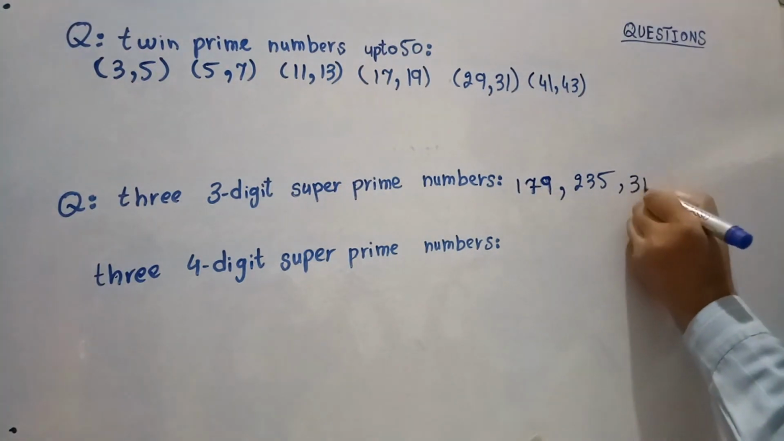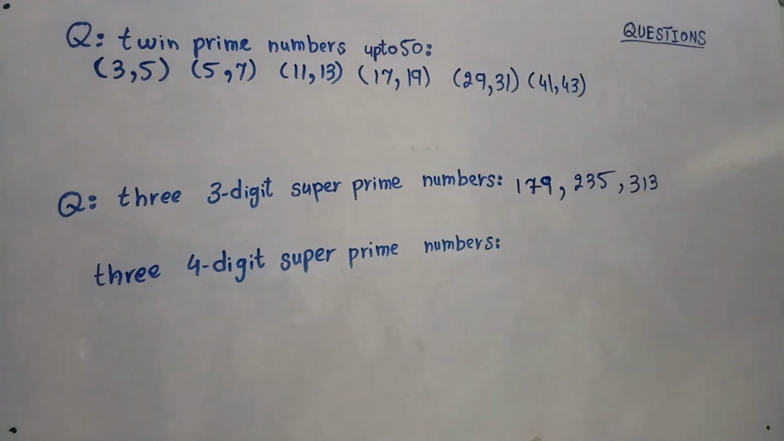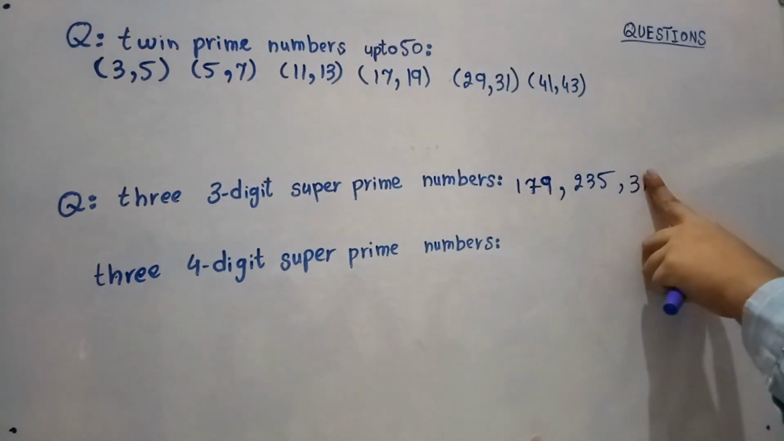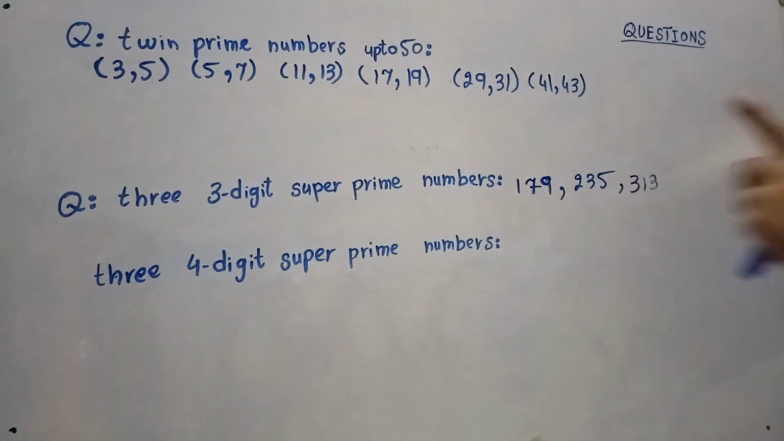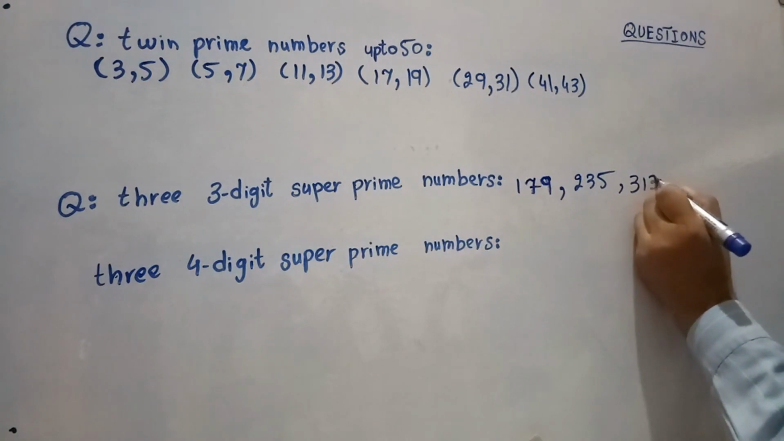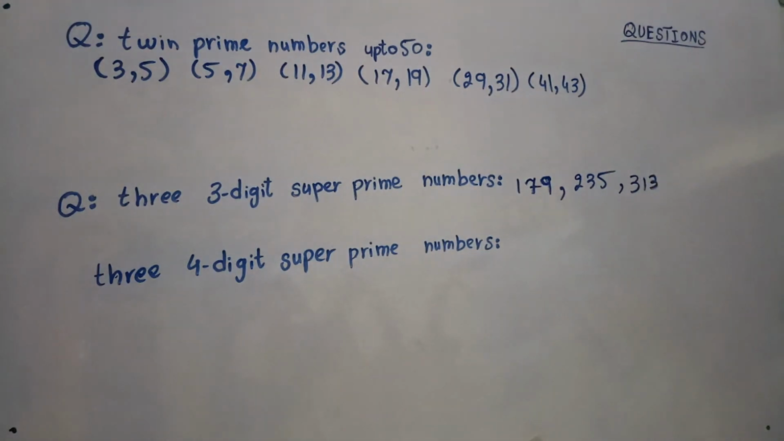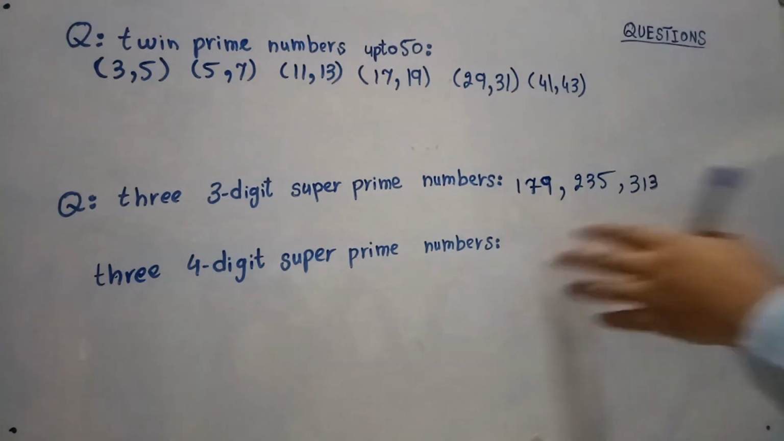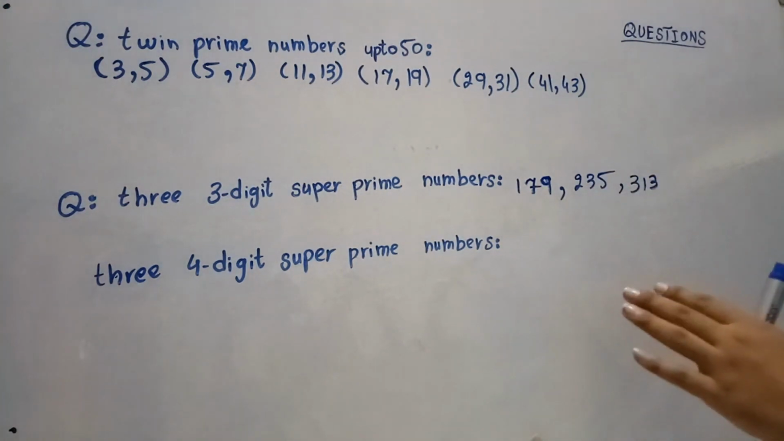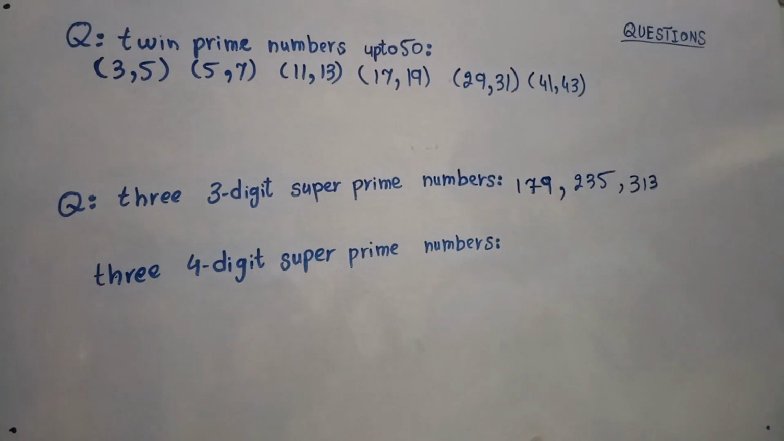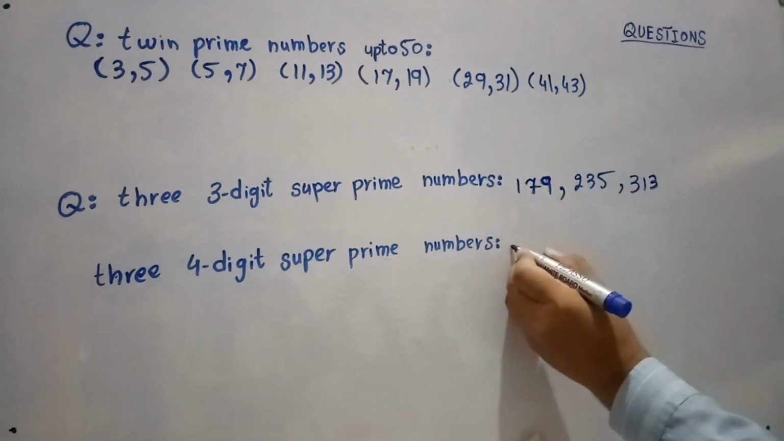It is 313. Okay, so if I remove 3 from here, we are only left with 31, which is a prime number. And if I remove 1 also from here, we are only left with 3, which is also a prime number. Okay, so these are 3 digit super prime numbers. Now we have to write 4 digit super prime numbers.